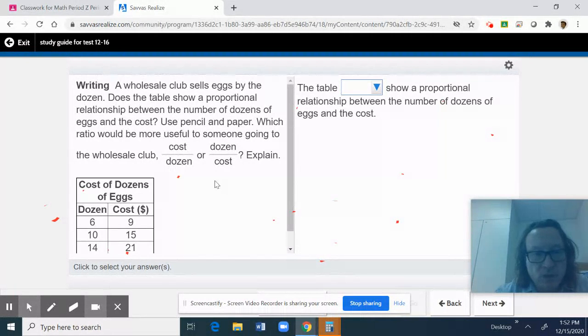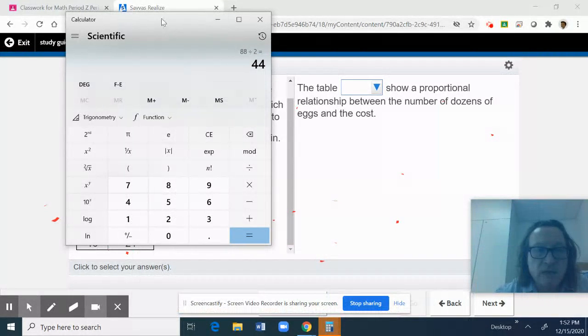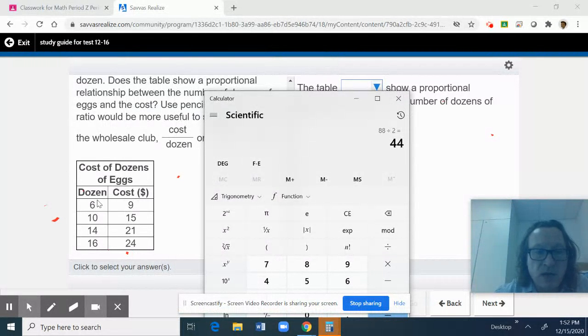And here we have another one that's asking us, does it show proportional? So that's 3 questions for proportional. We're going to do this in the same way. I want to check the cost divided by the dozen of eggs. So I'm going to do 9 divided by 6. That gives me 1.5. And then I'm going to do 15 divided by 10. We're going to do 21 divided by 14, which is also 1.5, and 24 divided by 16.